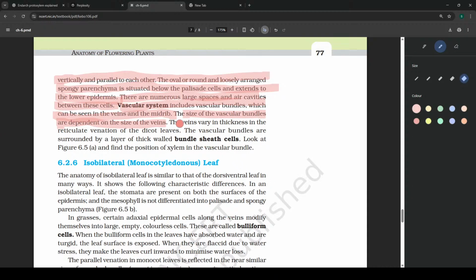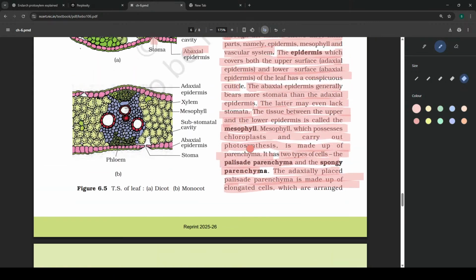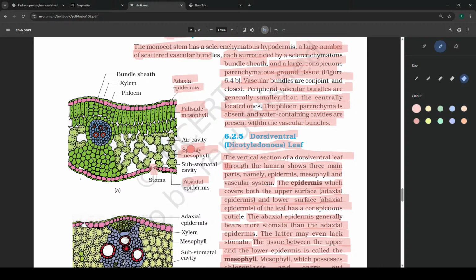The veins vary in thickness in the reticulate venation of the dicot leaves. The vascular bundles are surrounded by a layer of thick walled cells, the bundle sheath cells. Look at figure 6.1 and find the position of xylem in the vascular bundle. This is a xylem surrounded by bundle sheath cells.